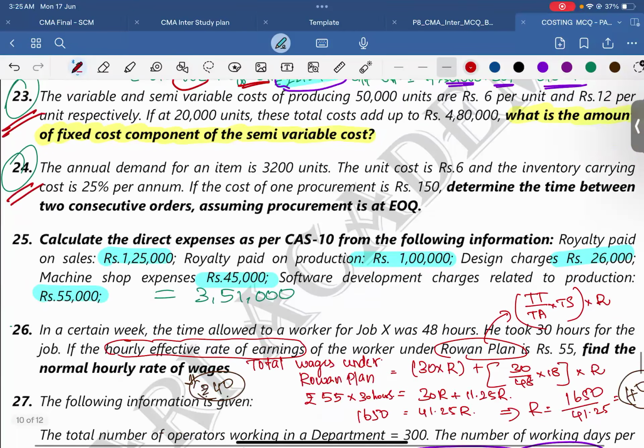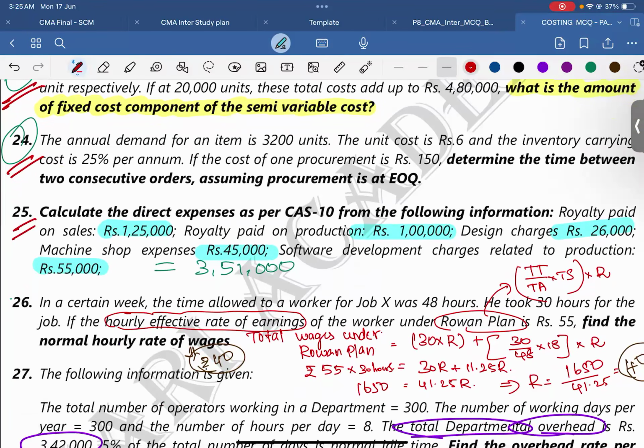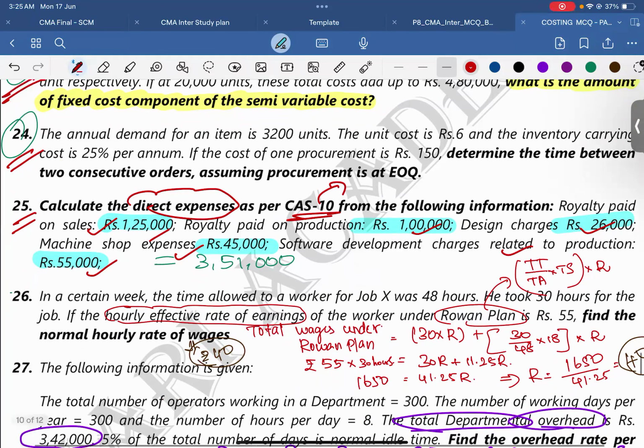Okay, we'll quickly complete question number 25. This we have already done. Calculate the direct expense as per cost. And what is the trick I gave? Whatever is given, just add it. Royalty paid on production add, royalty paid on sales add, design charges add, machine expense add, software development charges add. If you add everything, you will get 3,51,000. Okay, 3,51,000 is your answer.